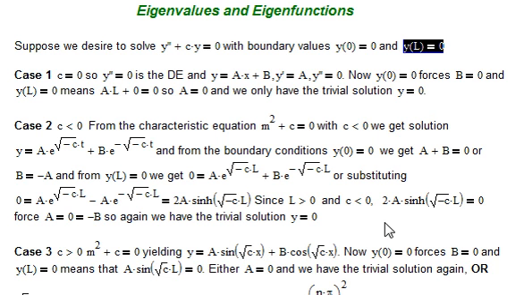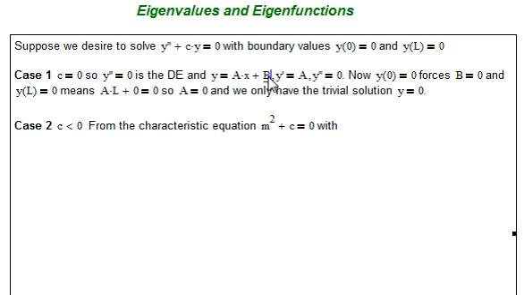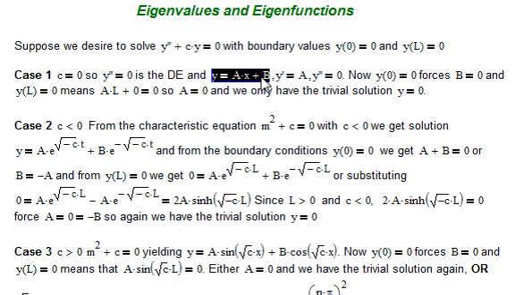I really don't know. Well, case 1, if c is 0, then y'' is 0, and this would be a function whose second derivative is 0, y = ax + b, where a is the first derivative of that function. y(0) = 0 forces b to be 0, and y(l) = 0 means a times l plus 0 equals 0, so a equals 0, and we only have the trivial solution y = 0.